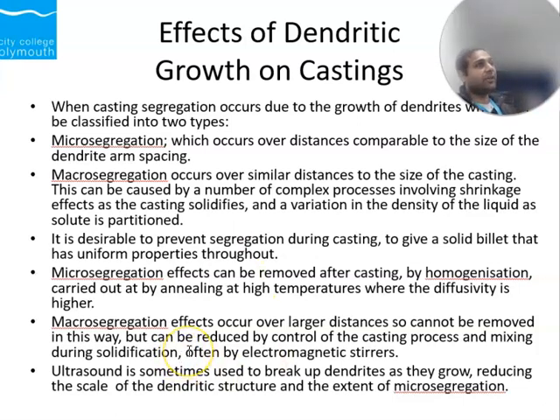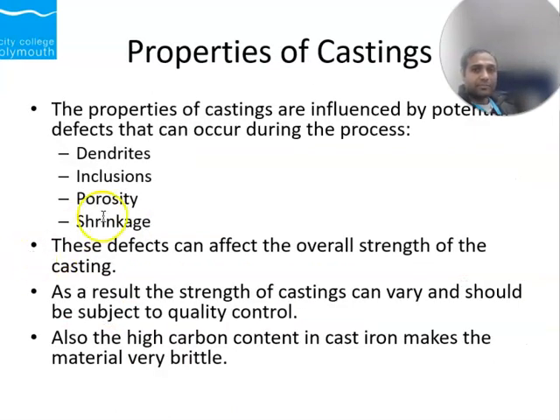So this segregation can usually be reduced by mixing while the solidification is happening, using electromagnetic stirrers. Sometimes we use ultrasound, which breaks the dendrites. Dendrites form, dendrites break, dendrites form, dendrites break. So now the dendrites are not in any uniform direction, and it breaks the whole dendrite structure, which causes homogenization and reduces the macrosegregation. Okay.